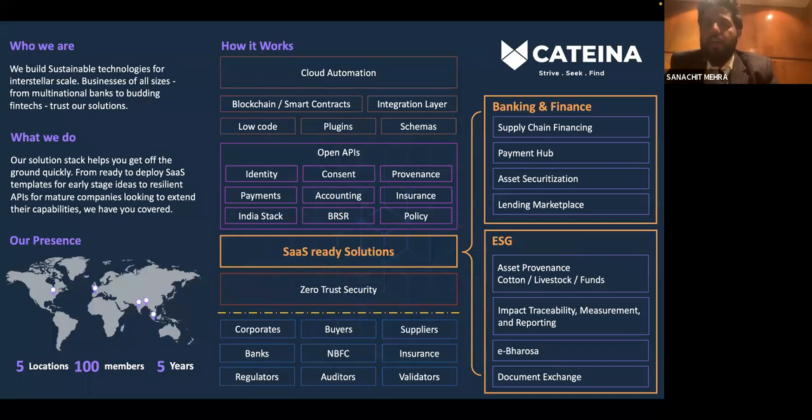So what you see here is the entire stack that we cover today. Right from your infrastructure to cloud automation, workflow building, API stack automation, and security at the edge, we handle all of that. Besides that, we also have a few SaaS-ready solutions out of the box, which we work very closely with banks and insurance companies to make live. Next slide, please.